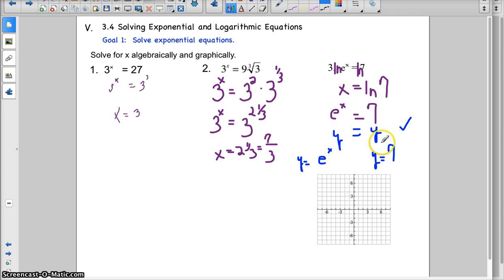I could have used any variable. I'm choosing y because I'm preparing to graph this function, and in order to graph it I want it to be equal to y, so we think in terms of an x-y coordinate plane. Okay, so I want you to take a moment and pause the screencast, and on this coordinate plane graph e to the x and then graph y equals 7.